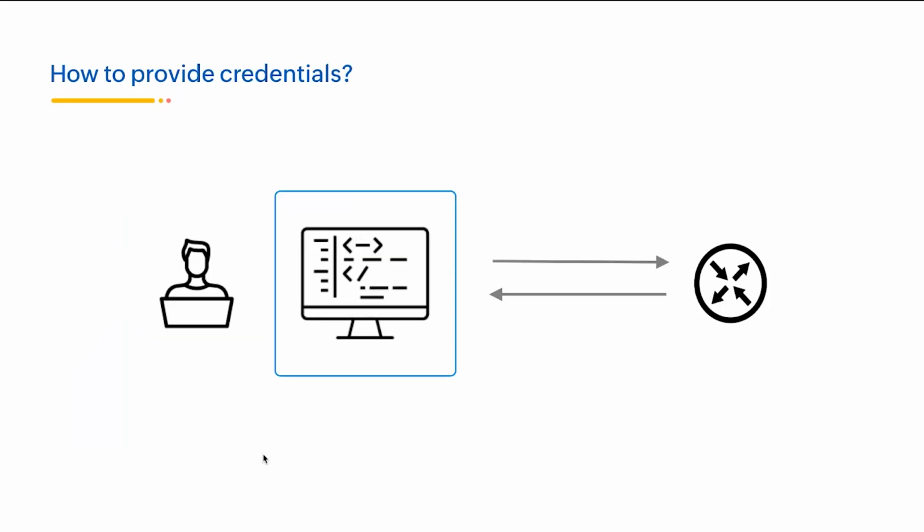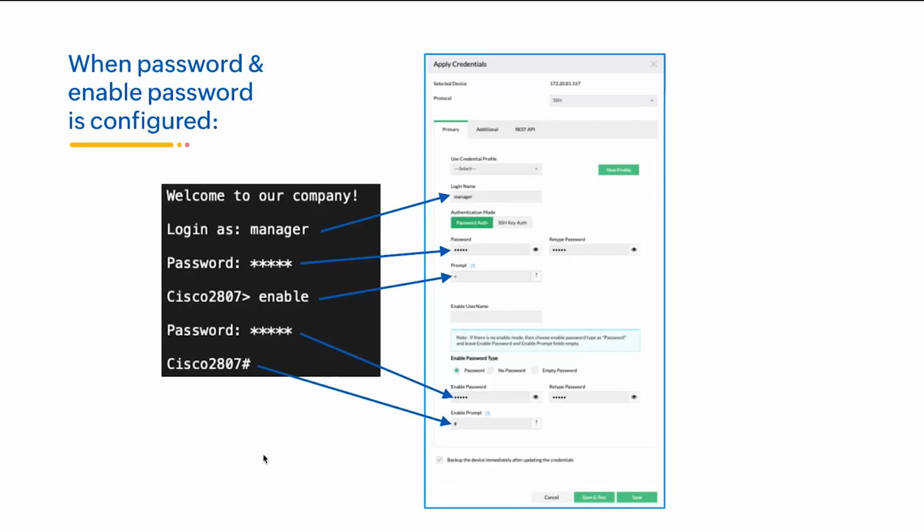So let's go over how you can provide credentials in NCM. First, let's look at a scenario where both a password and an enable password need to be configured. On the left-hand side, you have the telnet interface, and on the right-hand side, you have the apply credentials screen in NCM. Here you need to provide the login name, password, and prompt. For the enable password type, choose password, enter the enable password, and also set the enable prompt. This way, the system knows how to handle both standard and enable passwords for the device.